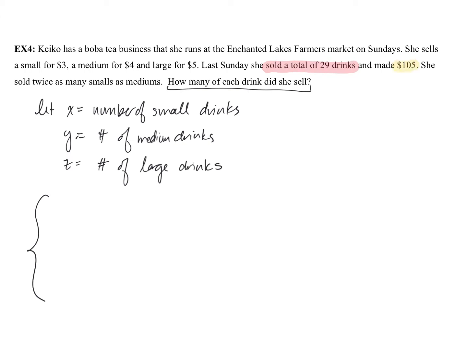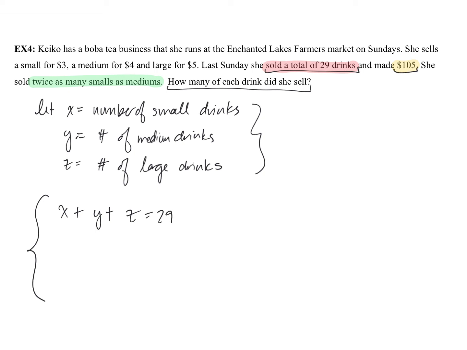We know the dollar amount. So that's a different unit. The total number and then the dollar amount are both different. And we also know another piece of information. She sold twice as many smalls as mediums. So from this, I think I can create my 3 separate equations. The total number of drinks was 29, which means x plus y plus z should equal 29. Okay, we have one equation down.